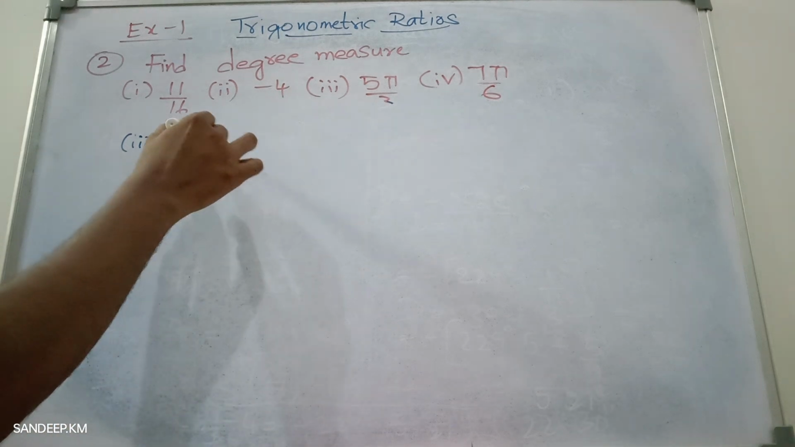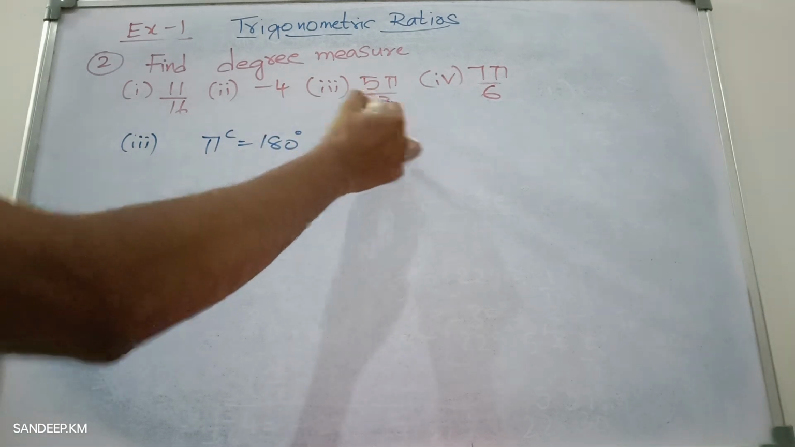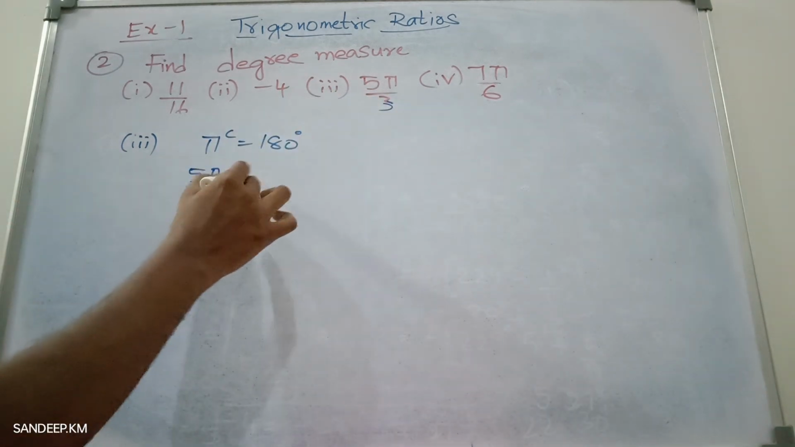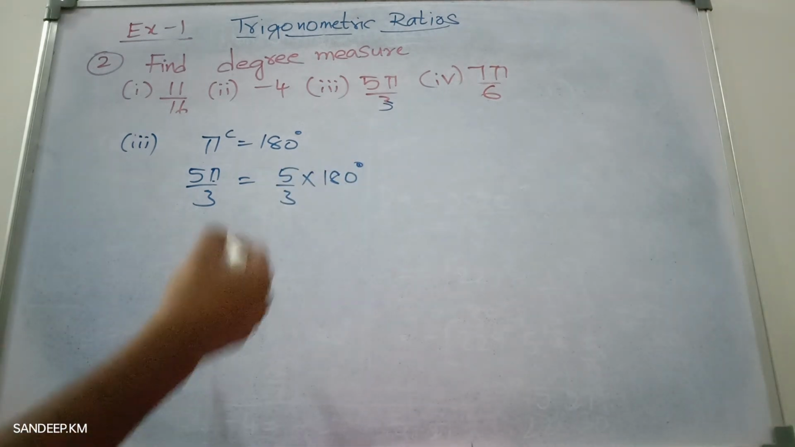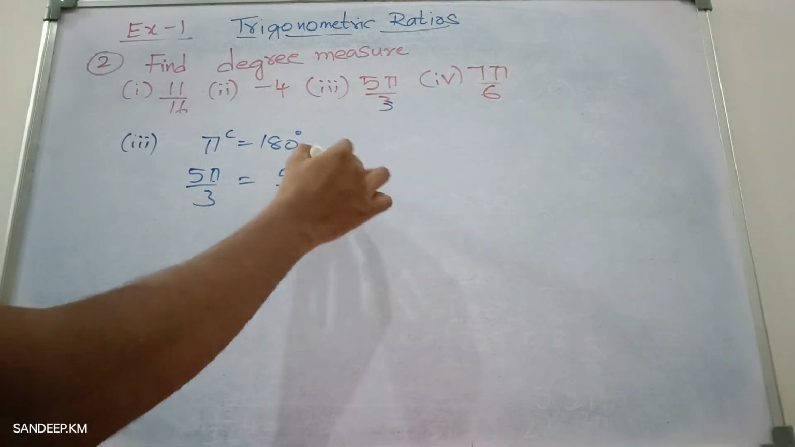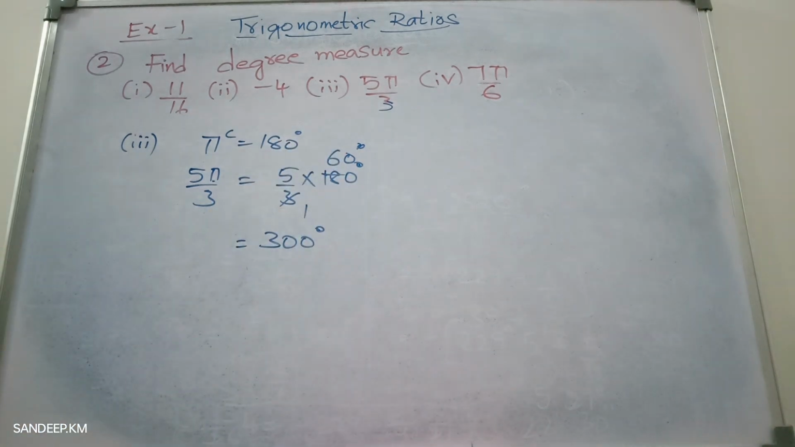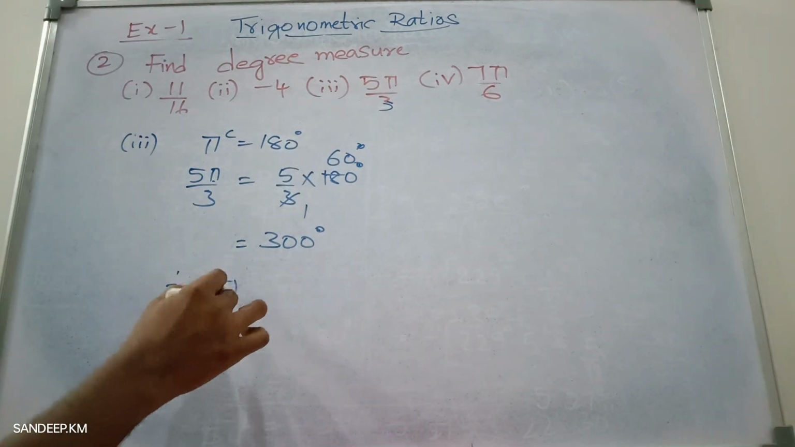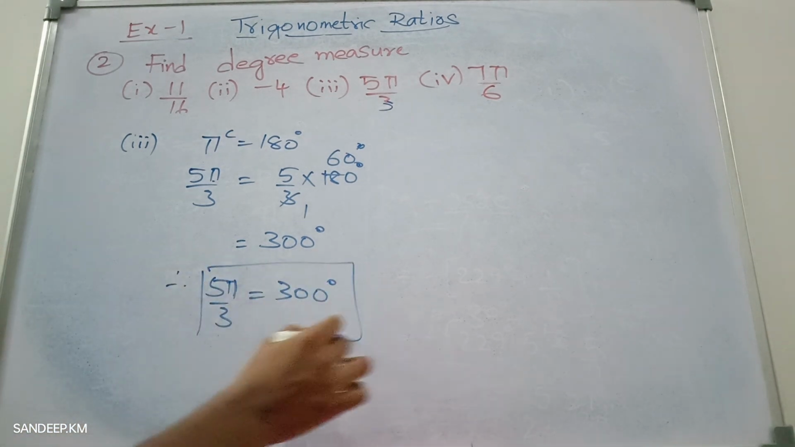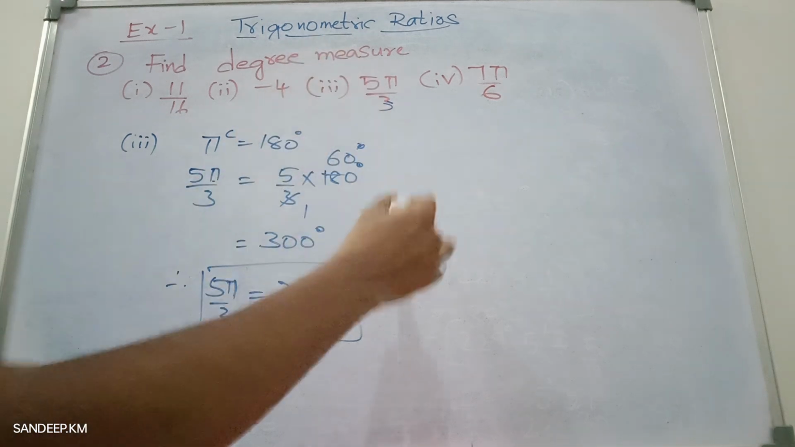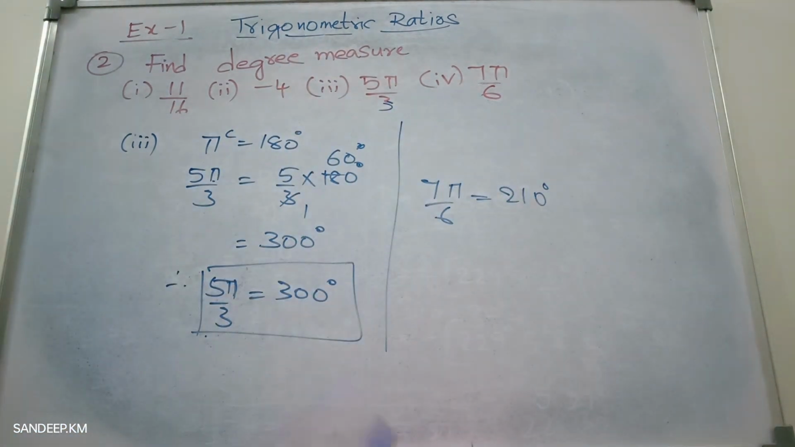Already, dear students, we know that pi radians is equal to 180 degrees, right? So what is 5 pi by 3? 5 pi by 3 means 5 by 3 into 180 degrees. Cancel out, 3 ones are 3, 6 0s are 60. So 5 into 60 degrees is 300 degrees. Therefore, 5 pi by 3 is equal to 300 degrees. Similarly, you can find out that 7 pi by 6 is equal to 210 degrees. You can do that question.